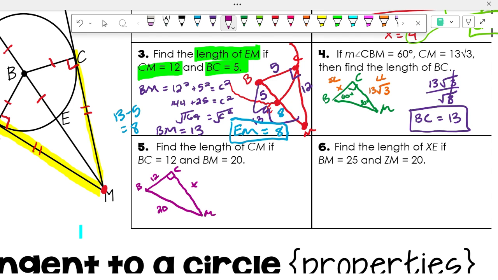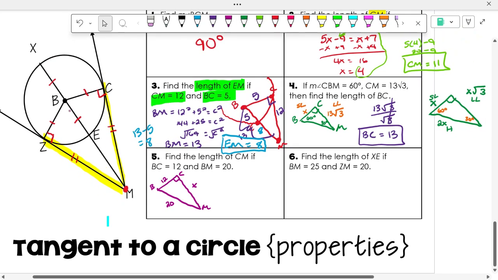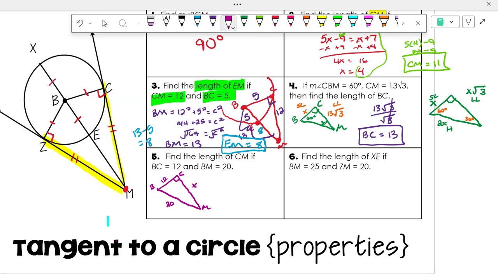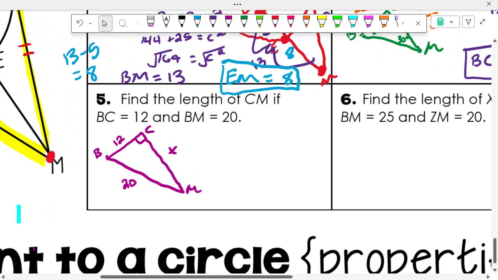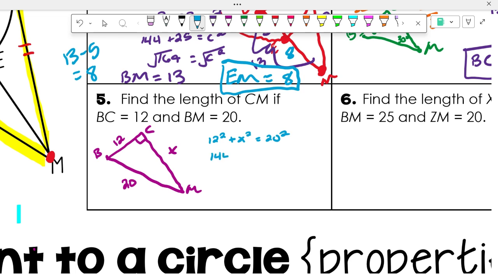Not BM and CM, because if you look, BM is here and CM is here. But I can use what theorem to help me find this? Pythagorean theorem. So I'm going to do 12 squared plus x squared, because it's not a hypotenuse, it's a leg, equal to 20 squared. So it'd be 144 plus x squared is equal to 400. Subtract 144. I get x squared is equal to 256.